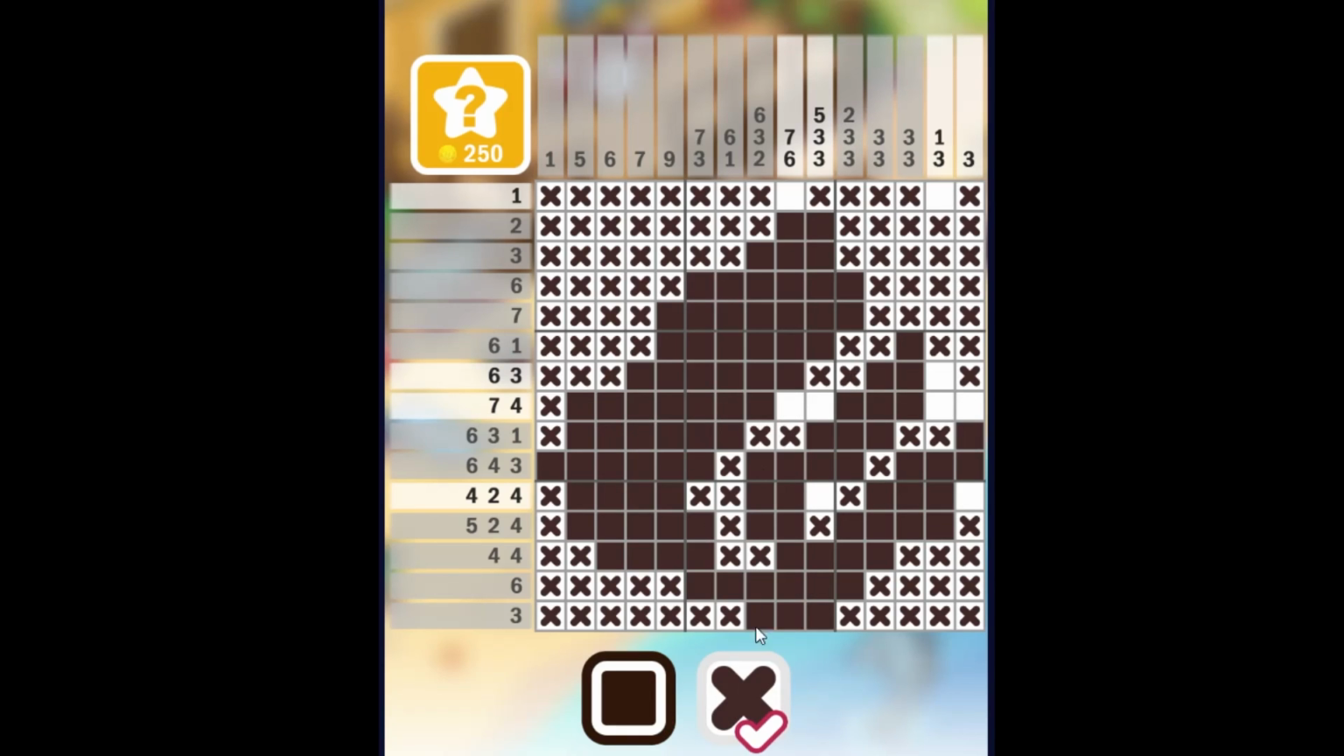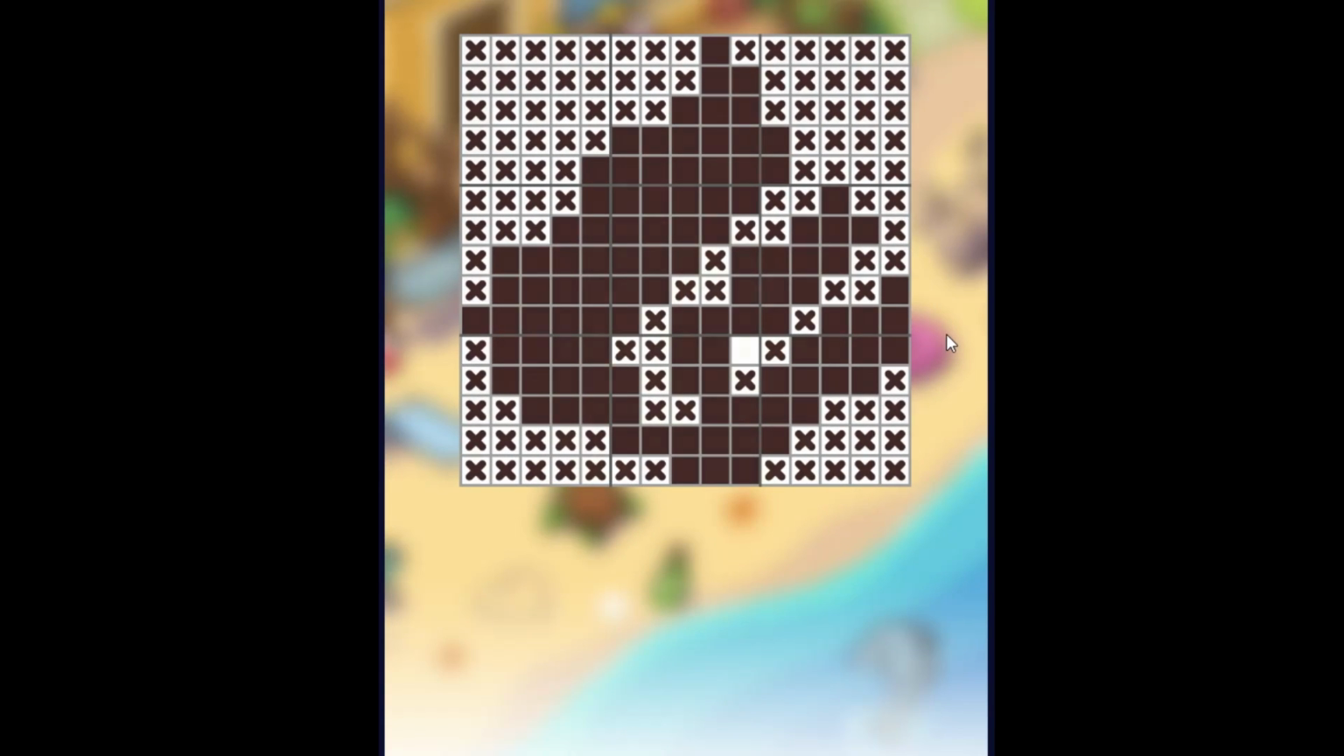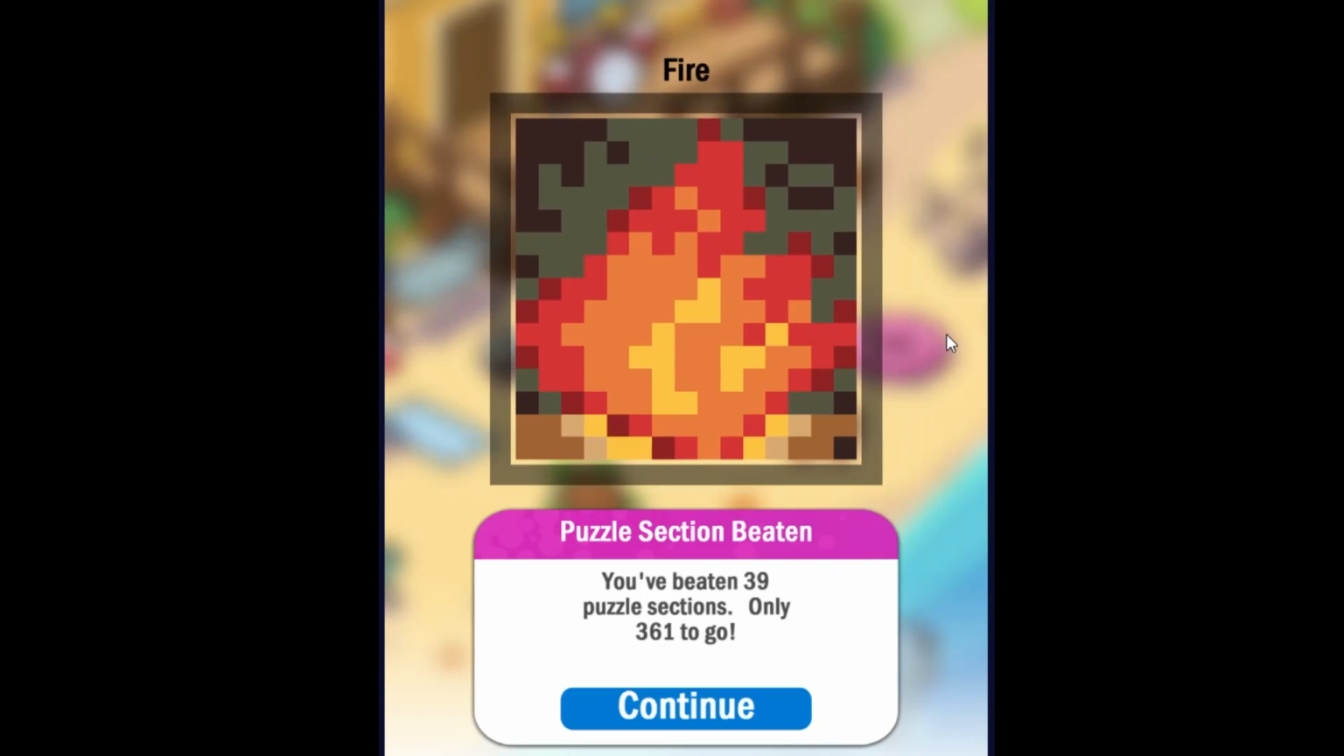3, 6, 7. So the 7's already done. Pushing the other 7 up. All right. That row is complete. The 6, 3 is boxed in. So that's completing that, and this column, pushing the 4 to the left, pushing the 3 down. And there we go. It's a campfire.